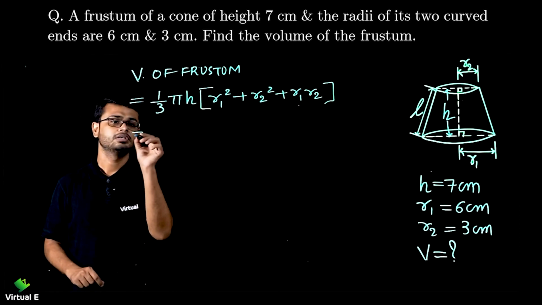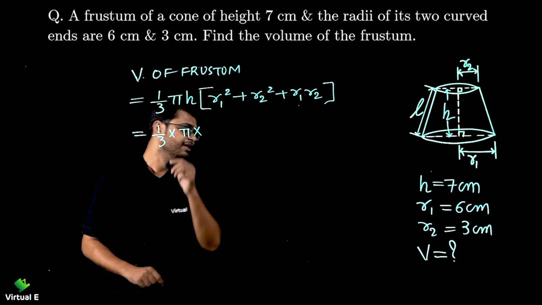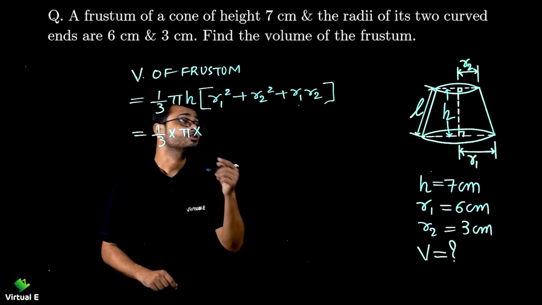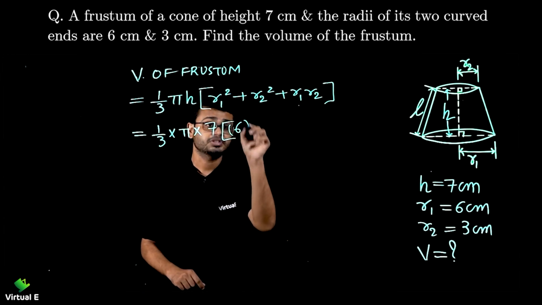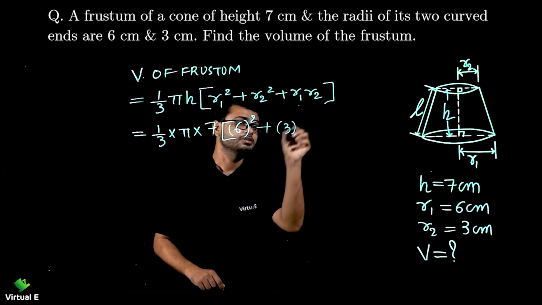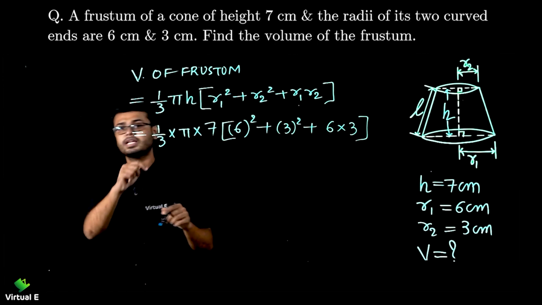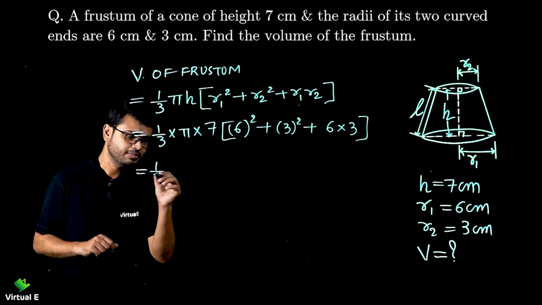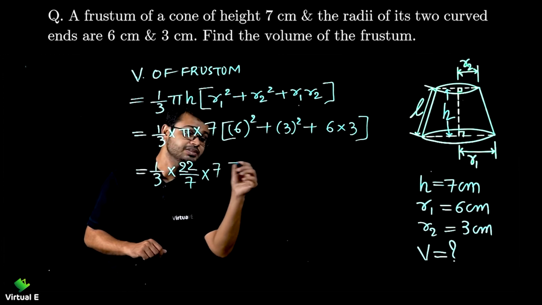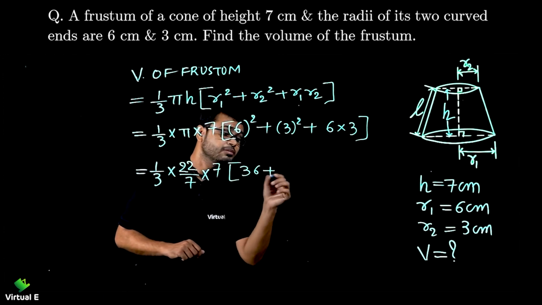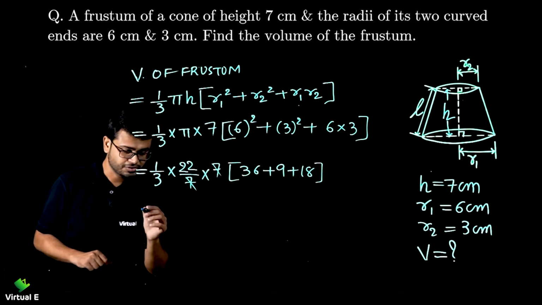Simple. Done. So 1/3 into pi into, okay, let's substitute the value for pi as well. Next step, no worries, because we still need to simplify. 7 and here R1 is 6 square plus 3 square plus 6 into 3. Well, first you need to do the square, then you need to take the product. So 1/3 into 22 by 7 as it is. Here 36 plus 9 plus 18. So here 7 cancels. Good news.